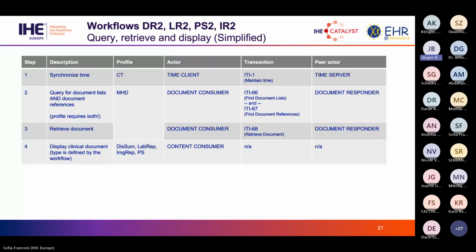And then you retrieve a document. So you retrieve one of the document types for which you have registered, let's say a laboratory report. Of course, we make sure that the document responders have laboratory reports which you can receive. And then the last step, after you have retrieved it, you need to show it. This is done by the monitor person who literally shows up at your workplace, and you need to show this person that you are able to display that document as a content consumer.